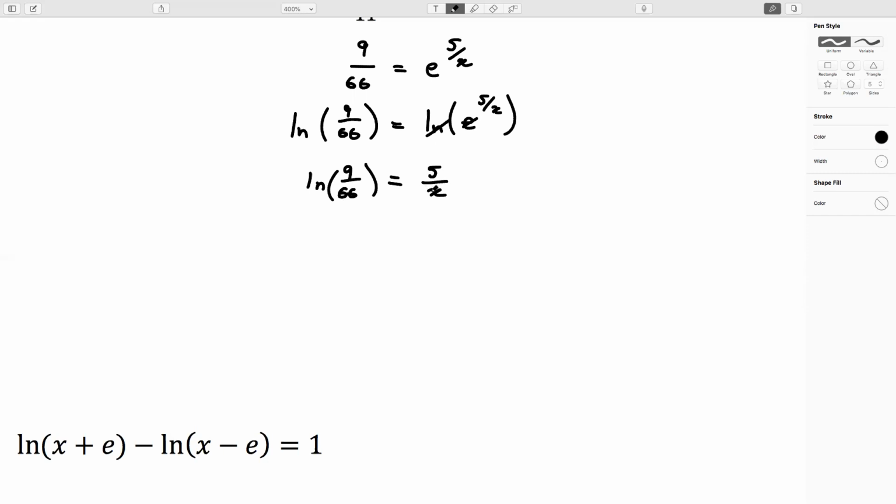I can now multiply by x and divide by ln. And maybe I'll do that in 2 steps. So x ln 9 over 66 equals 5, or x equals 5 divided by ln of 9 over 66. So x is going to equal negative 2.51.